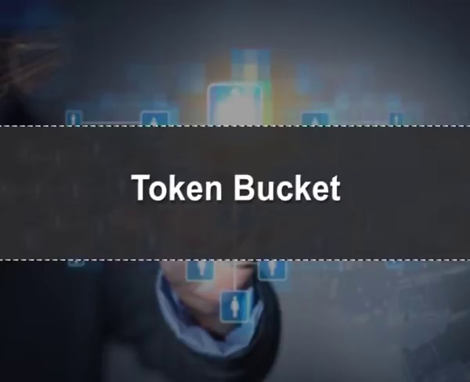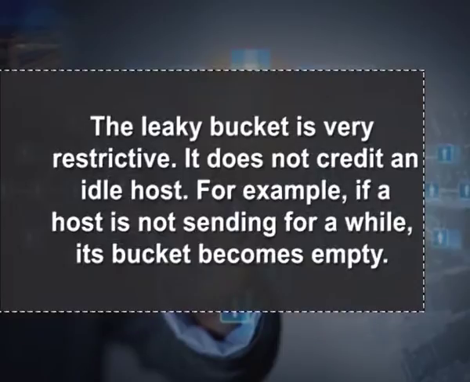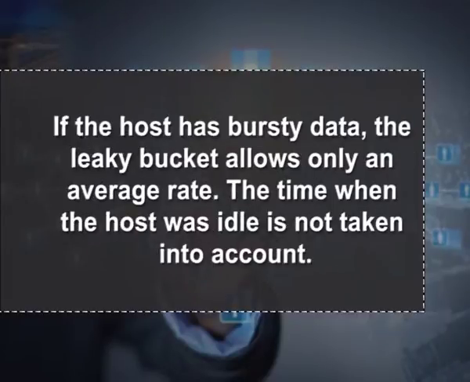The second traffic shaping policy is token bucket. The leaky bucket is very restrictive. It does not credit an idle host. For example, if a host is not sending for a while, its bucket becomes empty. If the host has bursty data, the leaky bucket allows only an average rate. The time when the host was idle is not taken into account.